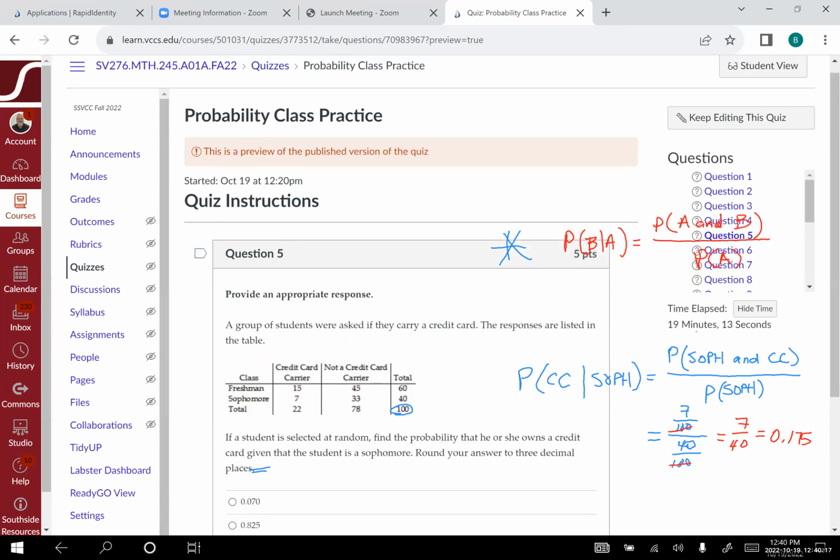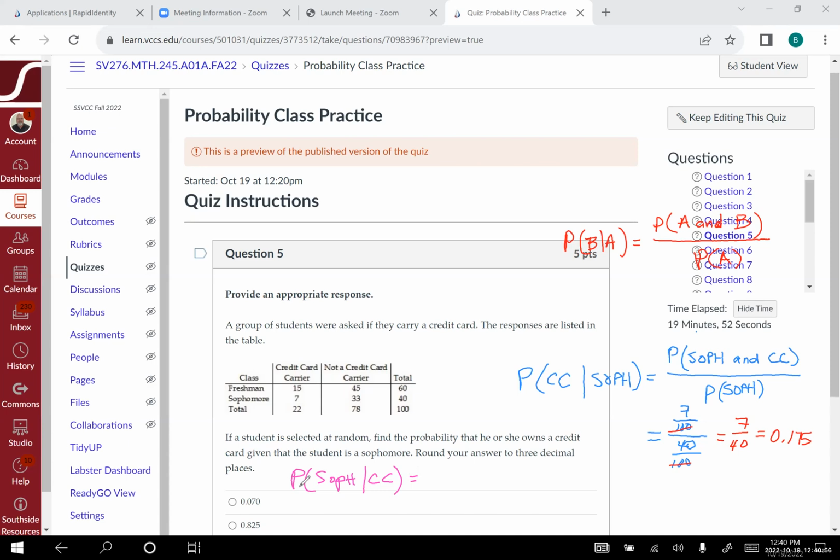Now, just for fun, this is not the correct way to do this problem, but I'm just going to reverse the order to show you that it becomes a whole different problem. And I'll do it in a different color. So just for fun, we're going to say, well, couldn't I just do the probability of being a sophomore given I had a credit card? Hey, isn't that the same thing? And the answer to that is no, sir, it is not the same thing.